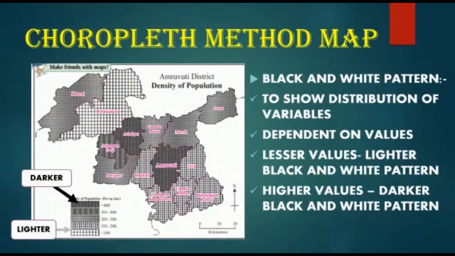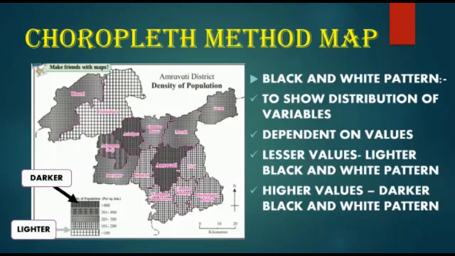Now let us understand the meaning of black and white pattern. Here you can see the map of Amravati district, density of population. Various patterns of black and white colors are used to show the distribution of the variable in the distributional map. As you all know, density of population is a variable. Black and white patterns are dependent on values. Values mean density of population per square kilometer.